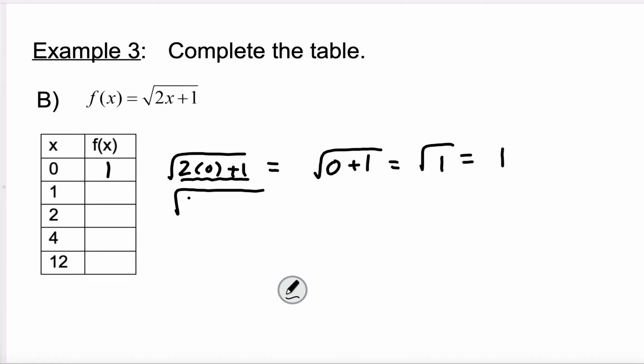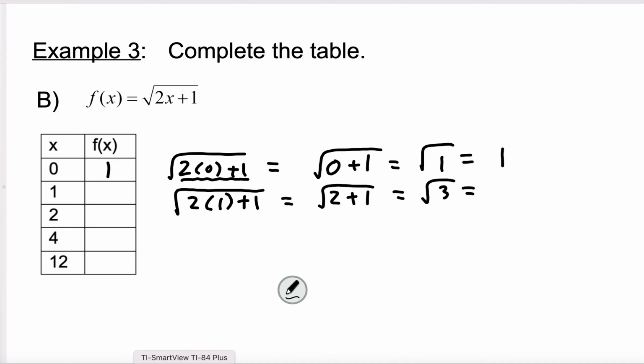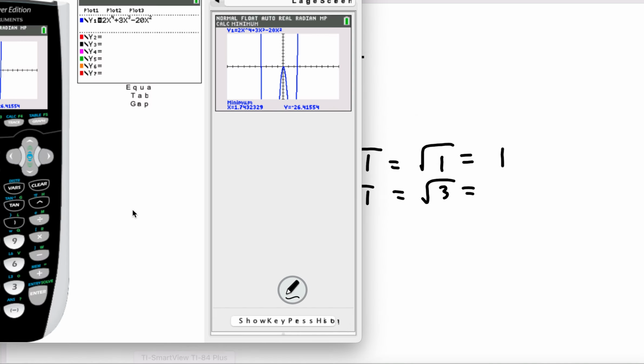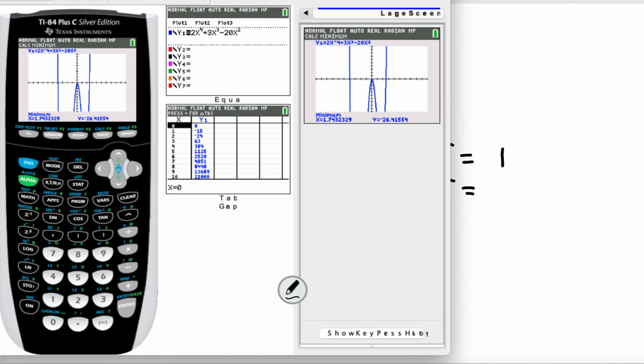Go ahead and plug in 1. 2 times 1 is 2. Plus 1 is 3. What's the square root of 3? That's something you probably just want to put into your calculator. So let me bring up my calculator here, and I'll show you where that is. If you've got the TI-83s or the TI-84s, there should be a nice square root button on each of your calculators, so we can get kind of a decimal approximation for that.